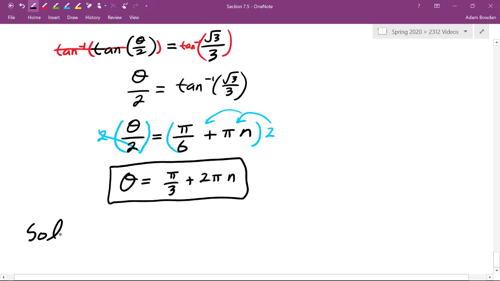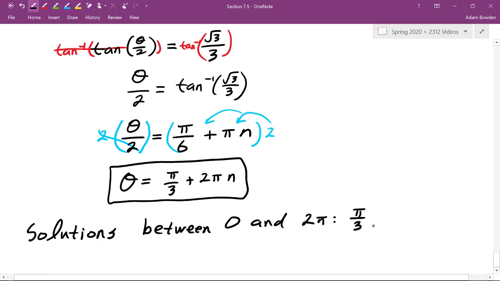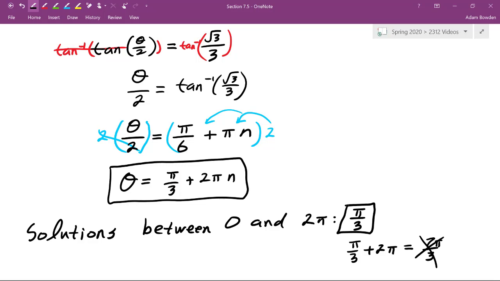Now if we want to look at the solutions between 0 and 2 pi, well, we start with pi over 3, but if we tried to do pi over 3 plus 2 pi, that would automatically go beyond 2 pi, because that would be equal to 7 pi over 3, which goes beyond that. So we're not going to actually add any 2 pi's here to get any more solutions. The only solution between 0 and 2 pi is just pi over 3.